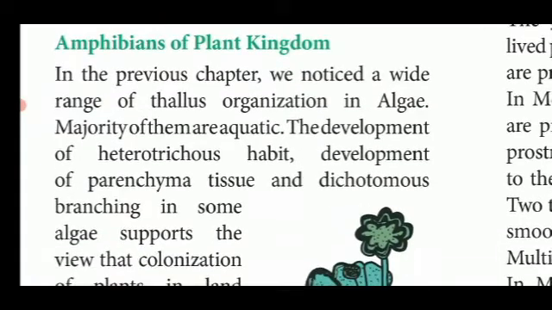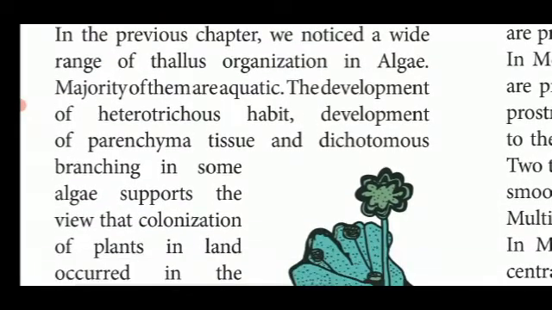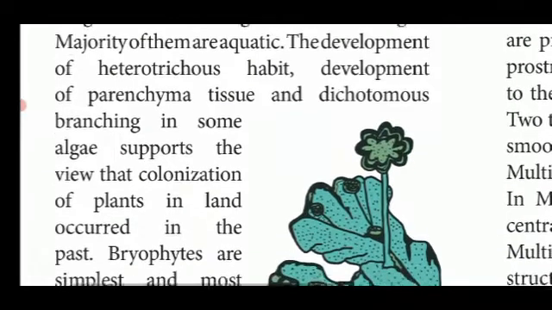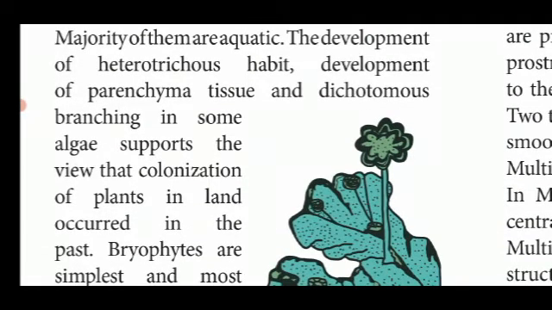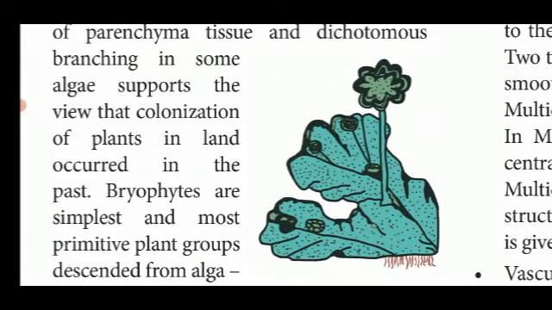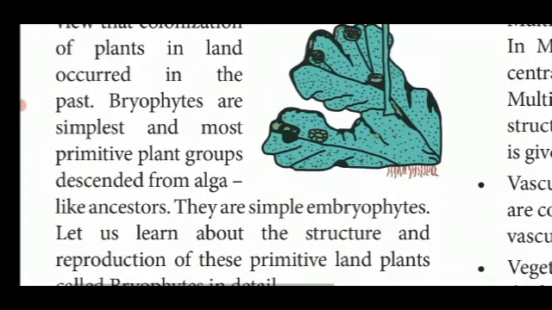The development of heterotrichous habit, the development of parenchymatous tissues and dichotomous branching in some algae support the plant to colonize on land. So there are some advanced groups of algae, which show some characteristics similar to those of higher plants. Such algae grow on land. They are land dwellers. Bryophytes are the simplest and most primitive plant groups. They arise from the algae. The algae are the ancestors of the bryophytes.